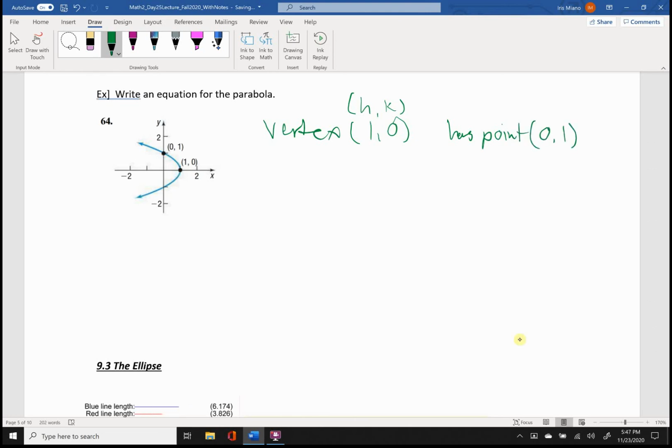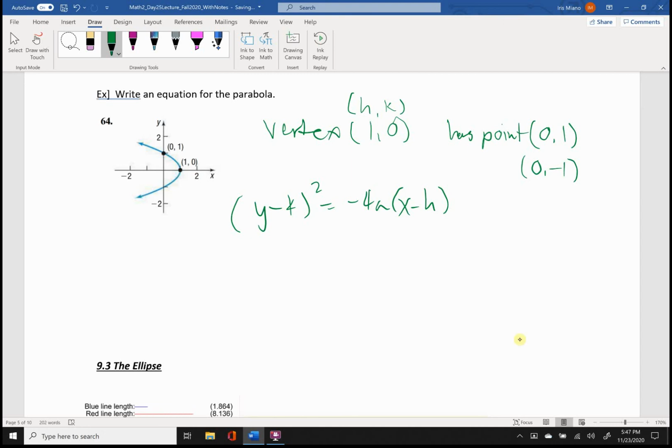We know, even though it's not explicitly shown, because we see that there's a symmetry in the x-axis, that it also has the point 0, -1. Furthermore, it opens to the left, so we know we have y minus k squared equals -4a times x minus h as the structure. And then to solve for a, we're going to need to use one of the points in order to do that.